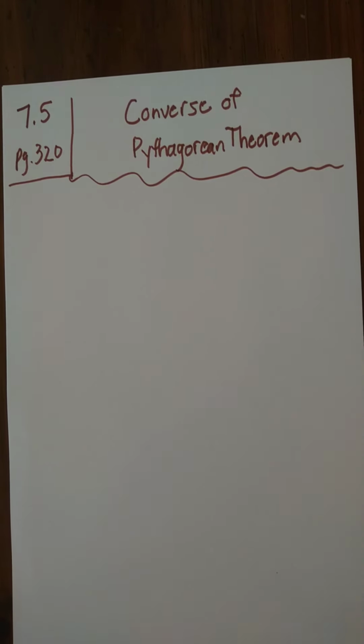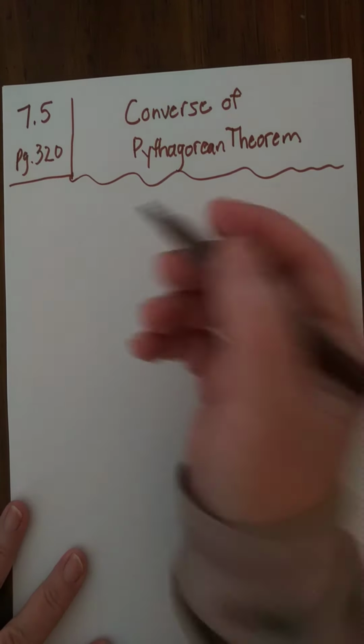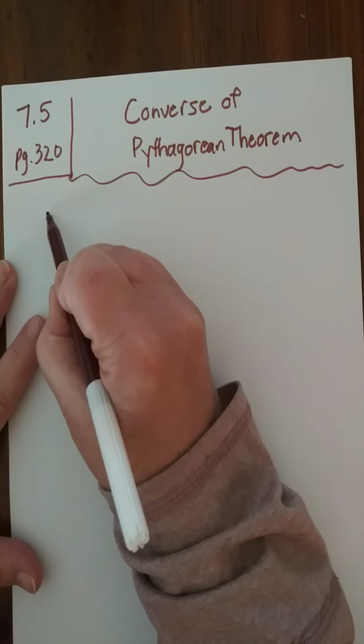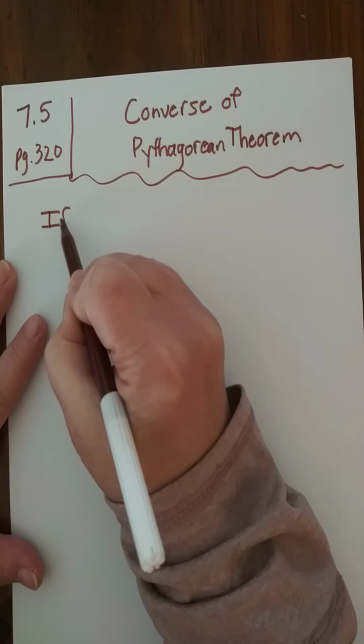On page 320, you'll notice there's a definition about the converse of Pythagorean theorem under the key ideas. It says, if an equation a squared plus b squared equals c squared is true for the side lengths of any triangle, then you know that triangle is a right triangle. That's basically the converse idea. Let's write this out, then talk about it and do some examples.